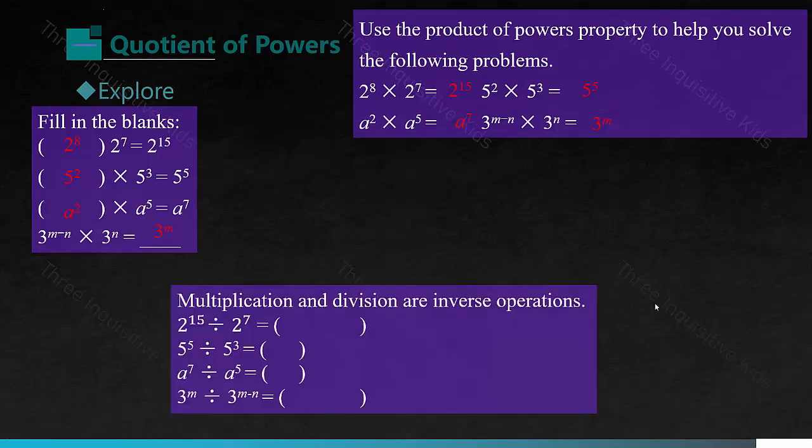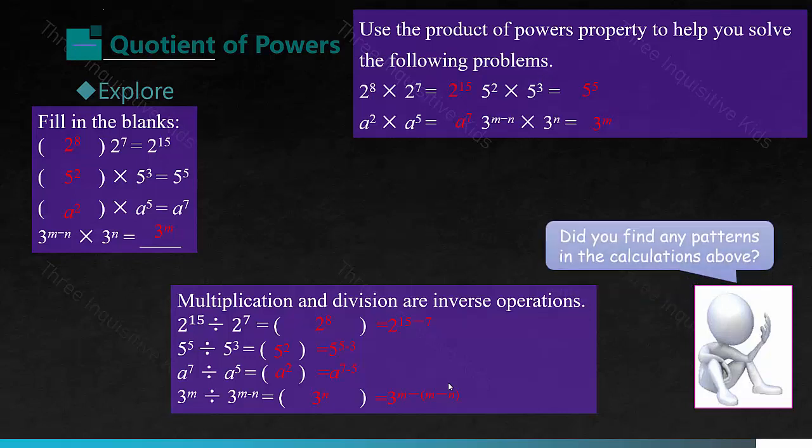And we know that multiplication and division are inverse operations. So what is 2 to the 15th power divided by 2 to the 7th power? Knowing that multiplication and division are inverse operations, maybe you're reversing the product of powers property. If you manage to get these correct, you would get 2 to the 8th power. For the second problem, you'll get 5 to the 2nd power, a squared, and 3 to the nth power.